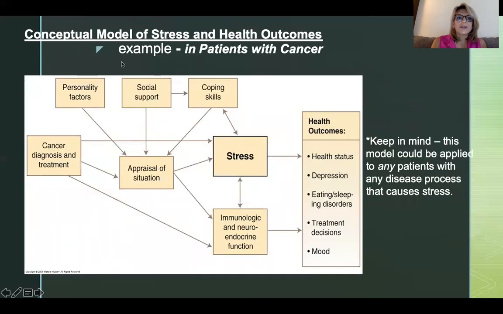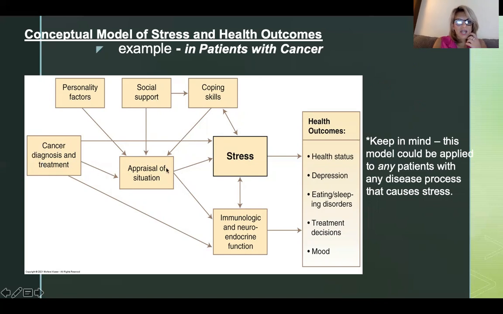Here's another model, the conceptual model of stress and health outcomes. And in this model, which I took straight from your textbook, they use it in an example in patients with cancer. Now, keep in mind, this model could be applied to any patients with any disease process because all disease processes cause stress. So if you really want to look at how stress is affecting that particular patient with that particular disease process, you could use this one. So how did they apply it to cancer? Okay, cancer diagnosis and treatment was made, okay?